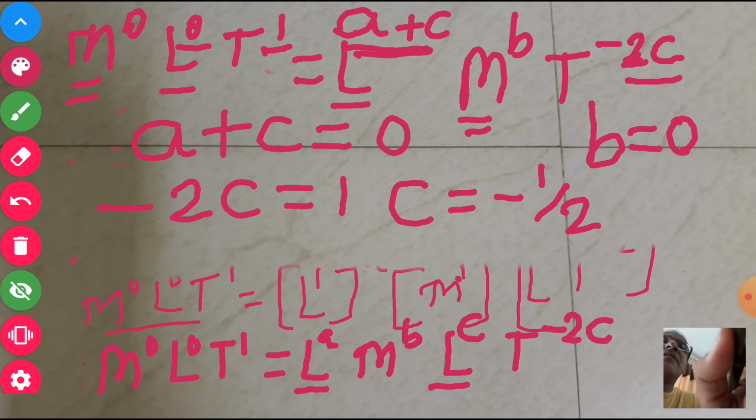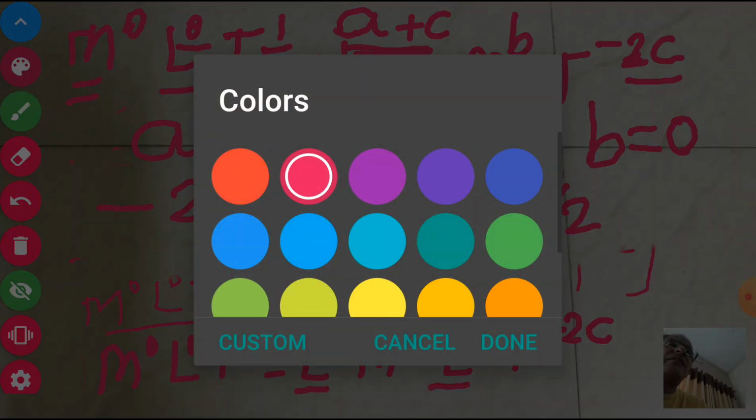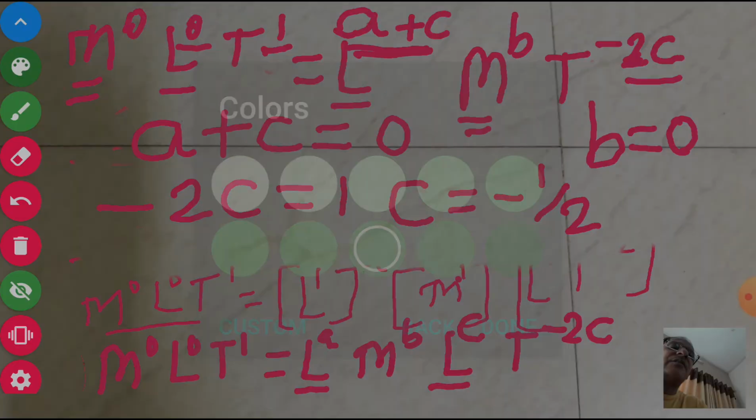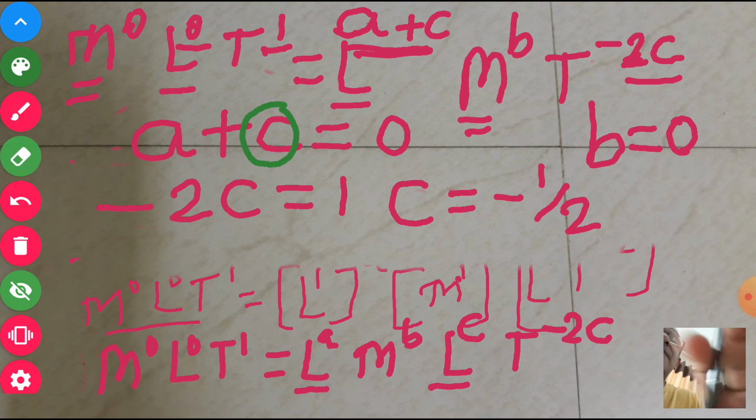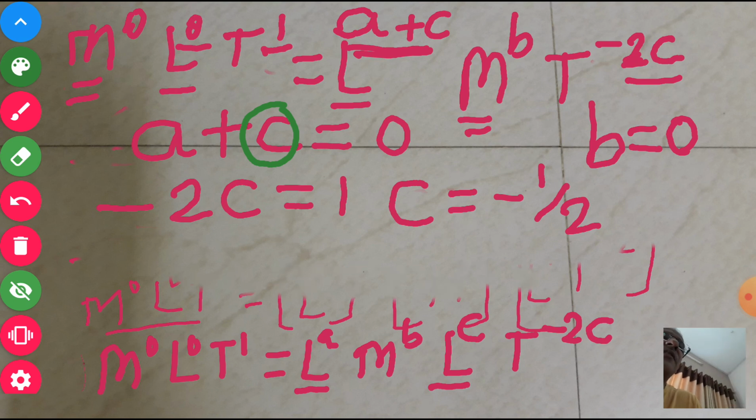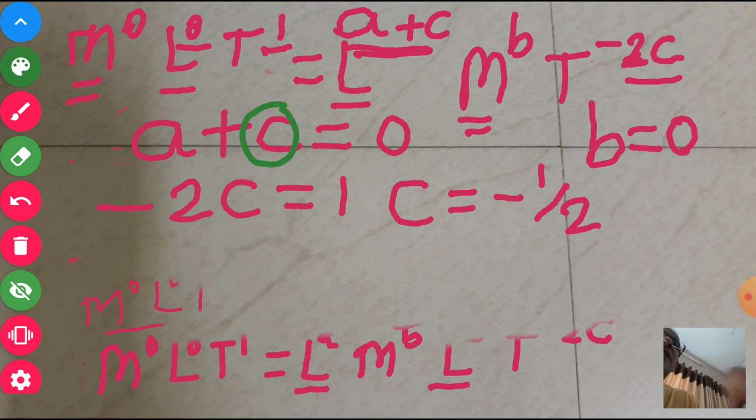Now this value of C you can place here instead of C. So A minus 1 upon 2 is equal to 0. So A is equal to 1 by 2. So you will get A is equal to 1 by 2. So all the three unknown numbers A, B, C we got.